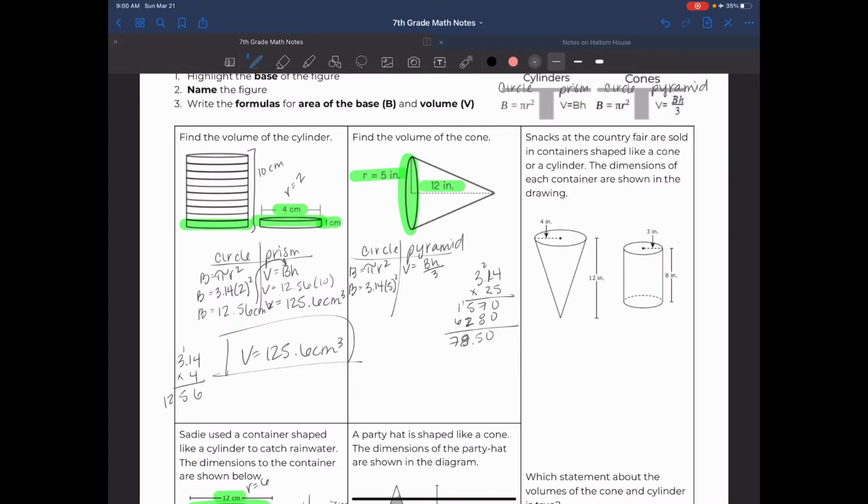2 times n. So my area is 78.5 inches squared. Plug that into my formula. So 78.5 times my height, which is 12, divided by 3. Okay, here is where I love to reduce.